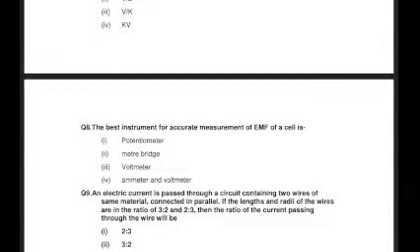Question number 8. The best instrument for accurate measurement of EMF of a cell is 1. Potentiometer, 2. Meter bridge, 3. Voltmeter, 4. Ammeter and voltmeter. Correct. The answer is potentiometer.